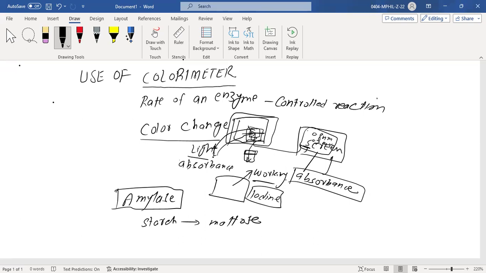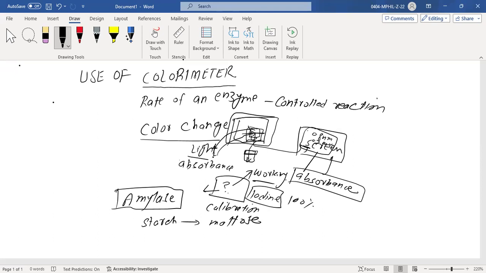If the absorption of this iodine is 100%, then we will say this calorimeter is 100% perfect. Now you can use it for tests. So after calibration, this is what we call calibration. Whatever instrument you are going to use in the laboratory, first you have to calibrate it.